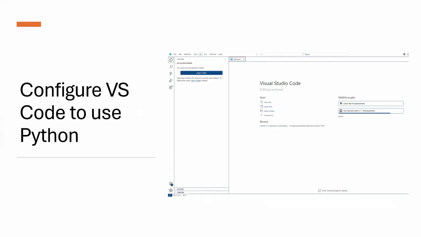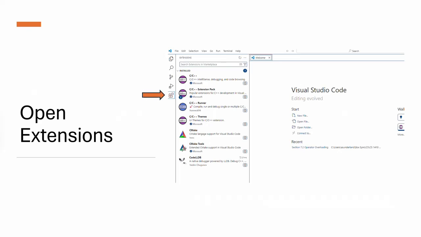So now that I have it installed, the next thing I need to do is to configure it so that I can run Python programs. So we are going to click on the extensions icon on the far left-hand navigation bar. If you notice, when I click on that, it brings up the extensions that are already installed. And so I see that C++ is the default language that's already included when I install VS Code.